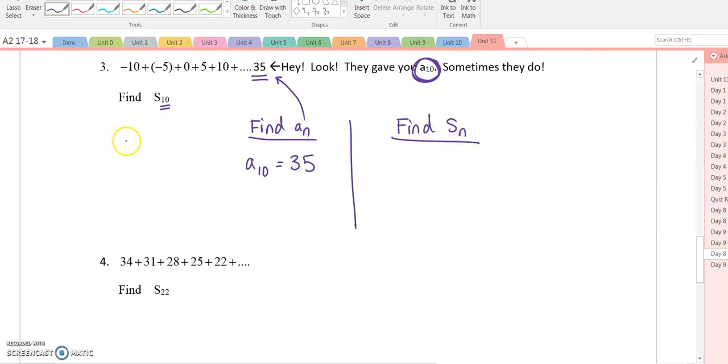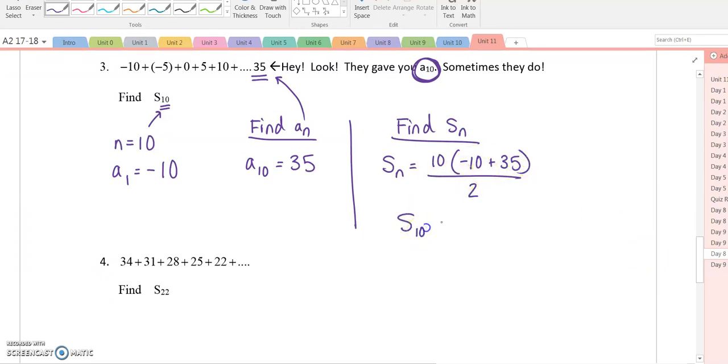Okay, you do still need to make sure you know the other pieces, so we need to know n is going to be 10, and that comes from right there. And we need to know a sub 1 is negative 10. But I don't have to do that other step because now I can just plug it straight into my formula. So it'll be 10 times parentheses negative 10 plus 35, all divided by 2.